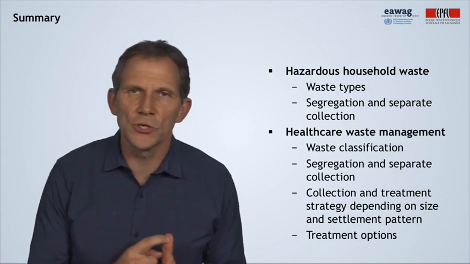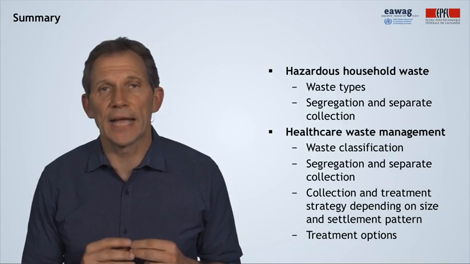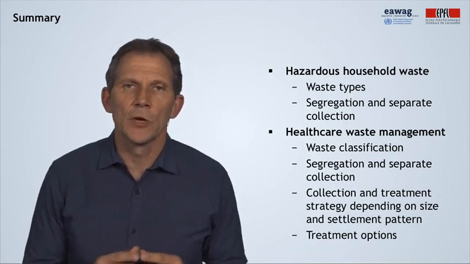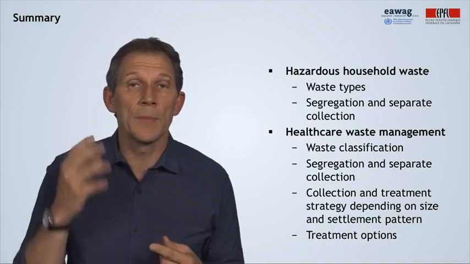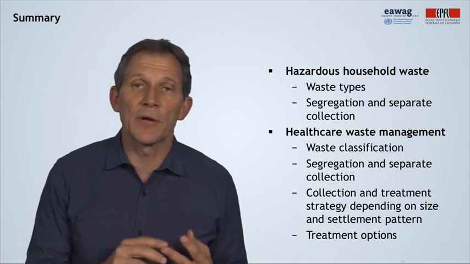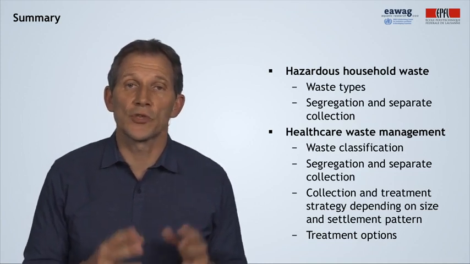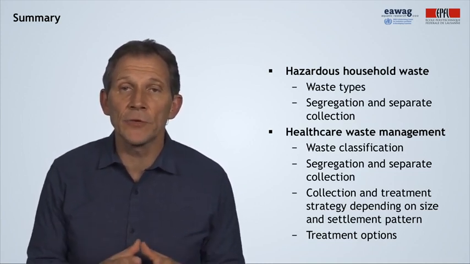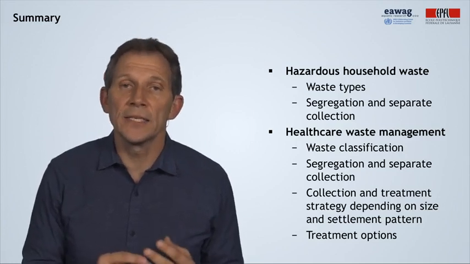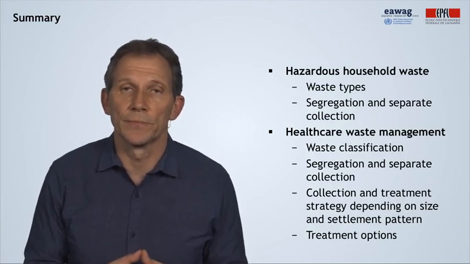Okay, now let me sum up what we've covered in this module. We've talked about hazardous household waste, its waste types, and some strategies for segregation and separate collection. Then we talked about healthcare waste management. We looked at classification, remember the sharps, as a high-risk fraction. We looked at segregation and separate collection, the color coding. We looked at strategies depending on the settlement pattern and how much waste is available. And then we ended with some treatment options, autoclaving, some incineration.